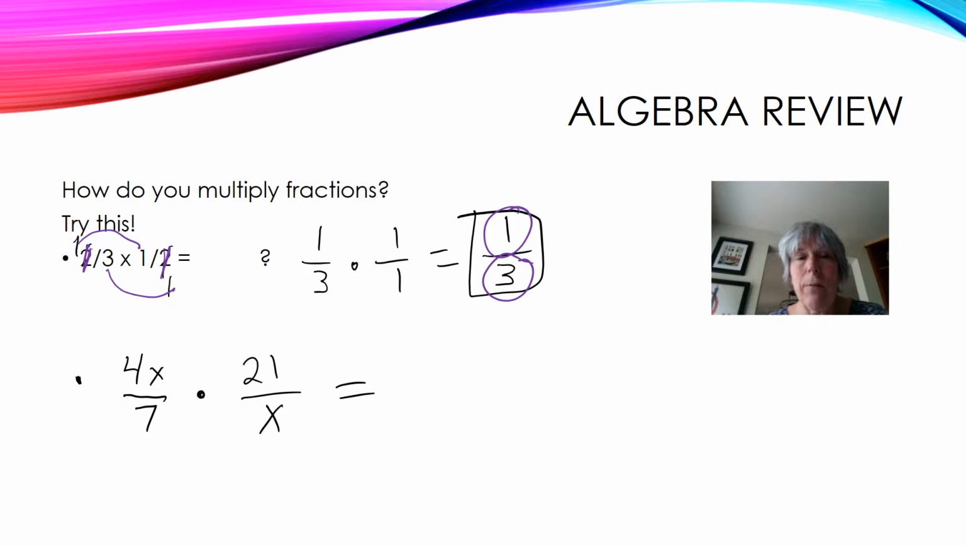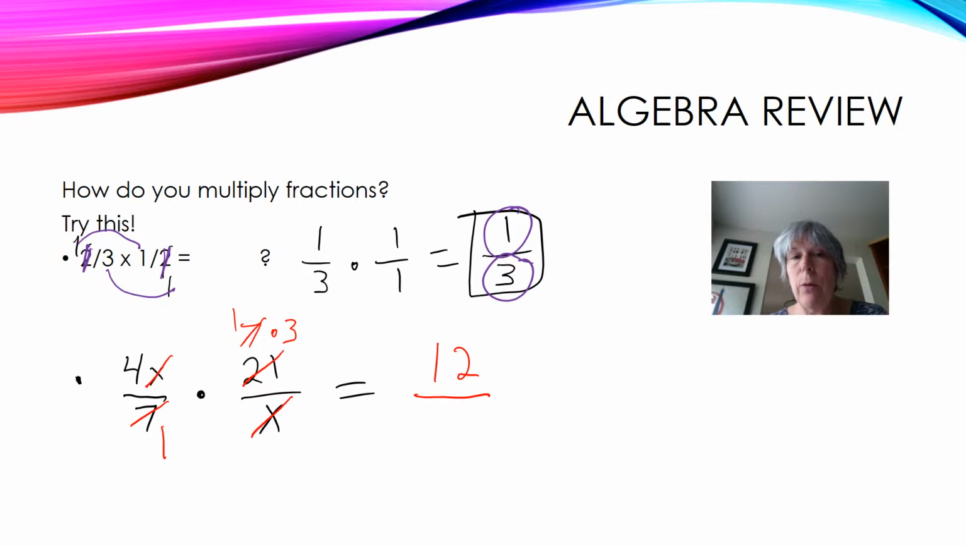Here's another example. 4x over 7 times 21 over x. They both have a factor of x. The x here is in the numerator, the x here is in the denominator. They can cancel out. 21 is actually 7 times 3. So 7 goes into 21 3 times. We can cancel the 7's, 1 there and 1 there. In the top you have 4 times 3, which is 12, because the 21 canceled with the 7, leaving us with 3. In the bottom we have 1 times 1, which is 1, and 12 over 1 is 12.